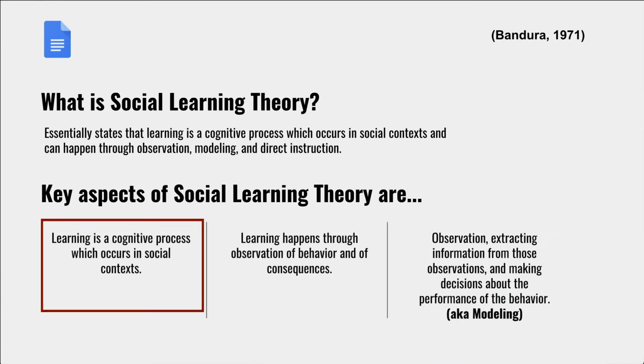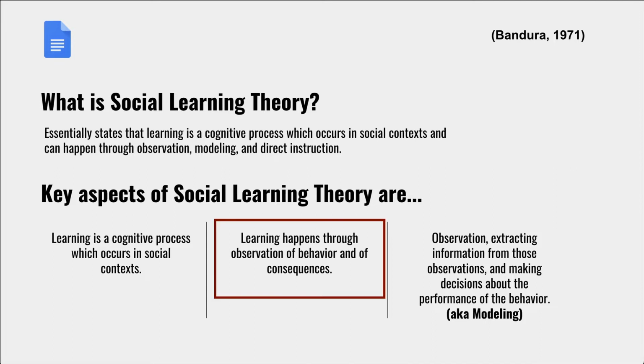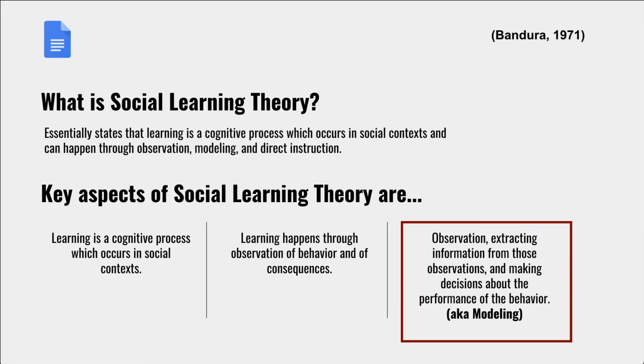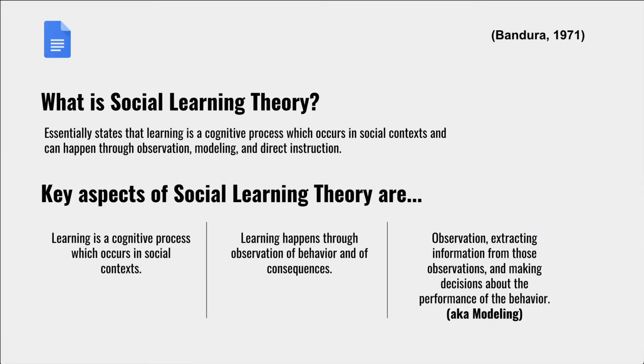First, social learning theory states that learning is a cognitive process which occurs in social contexts. Straight from the definition, right? Pretty straightforward. It also states that learning happens through observation of behavior and of consequences. So it's not just about watching the behavior and the success of it, but also what happens in that aftermath. And then, of course, modeling is another aspect of it, which is observation, extracting information from those observations, and making decisions about the performance of the behavior, aka modeling.